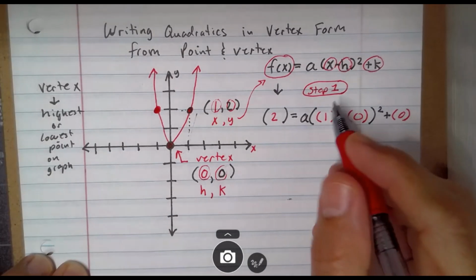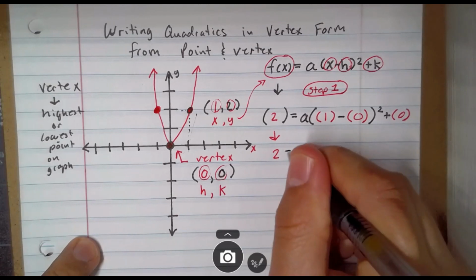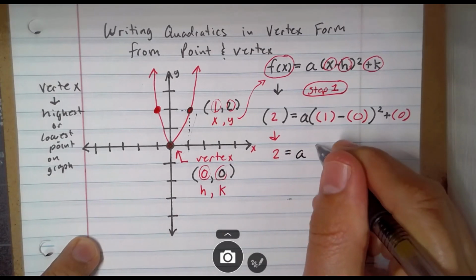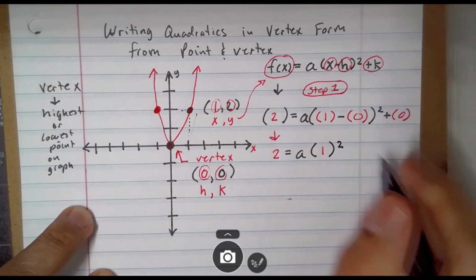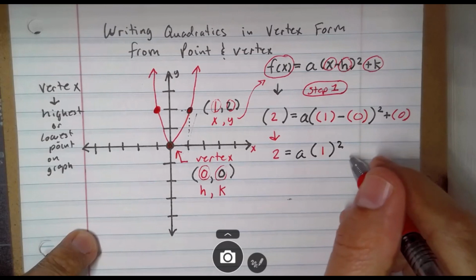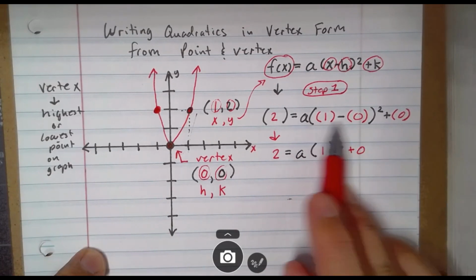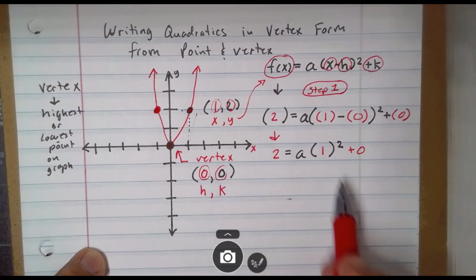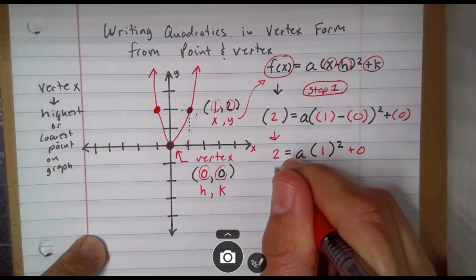Now if I do the math on here, I'm going to bring down, I got 2 is equal to a, parenthesis, and I'm going to go ahead and subtract this. This is 1 minus 0, and that just leaves me with 1 squared, and then we have plus 0, right? And that doesn't change anything, so plus 0. Now you could just put this all in a calculator, like right here, this little piece, to see what it is, but we're going to do this by hand. So I'm going to rewrite this again. I'm going to continue the process.